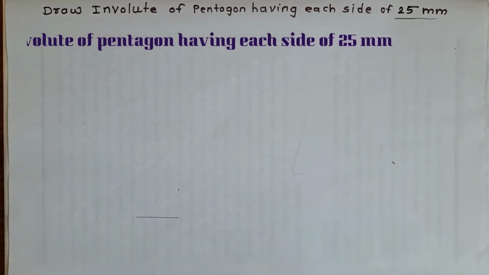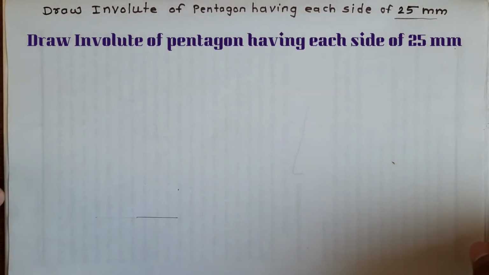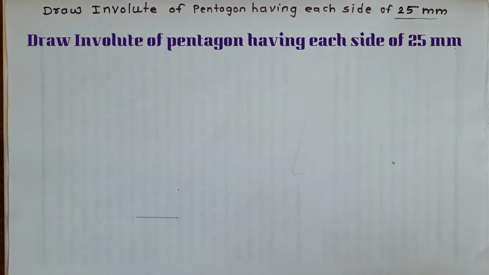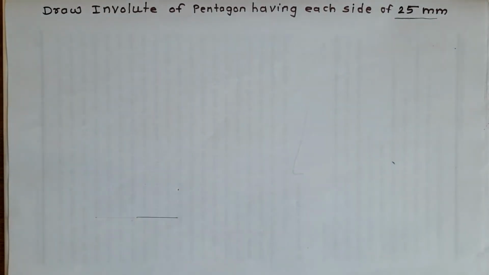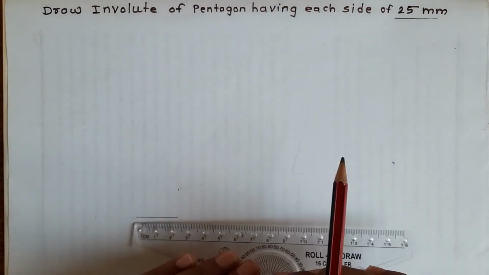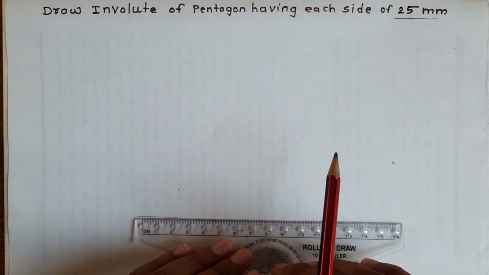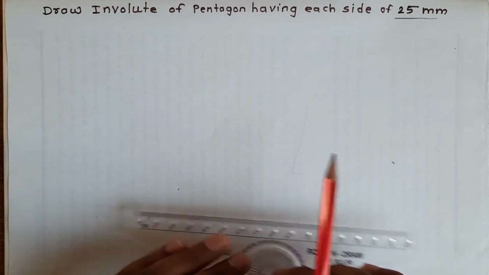Hi friends, today we will see how to draw an involute of a pentagon having each side of 25 mm. So as per the problem statement, I will start to draw a pentagon. Here one side of the pentagon is 25 mm, so I will draw that 25 mm.